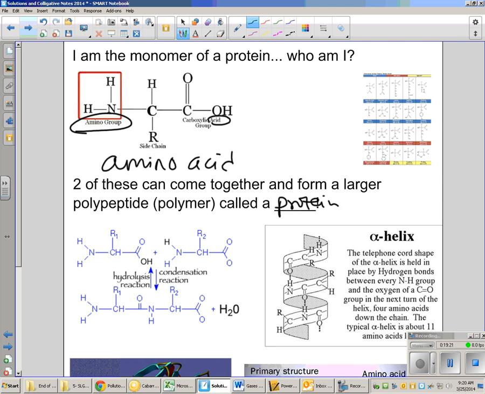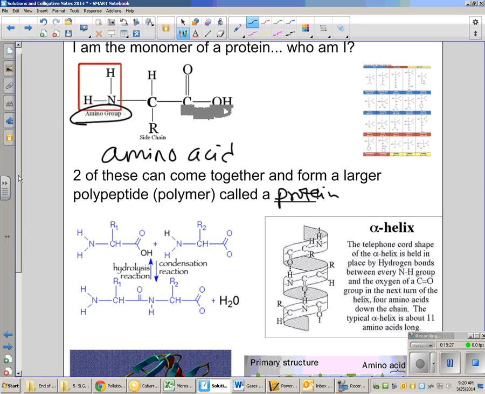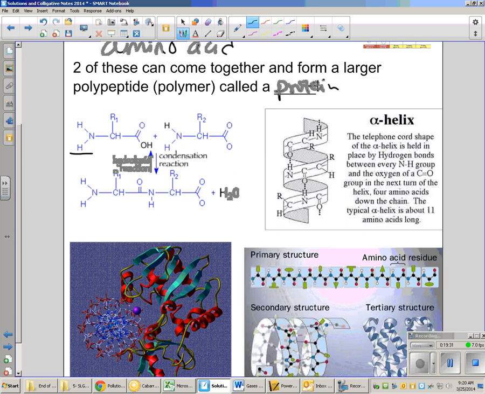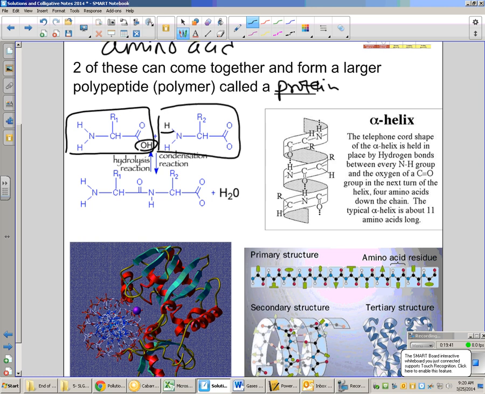How do they come together? Two different ways. I'll show you how they come together, and then I'll show you how they break apart. Can I scroll down a little bit? Okay. This is one amino acid. This is amino acid number 2. You see they have an OH group and an H group there. That can come together to make water, yes? If they come together to make water, water gets extracted off.